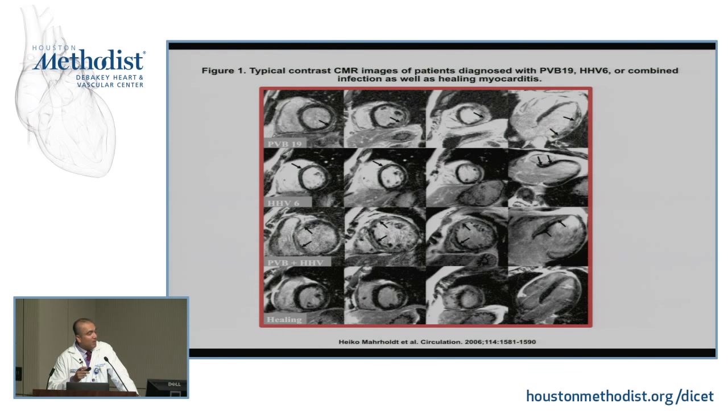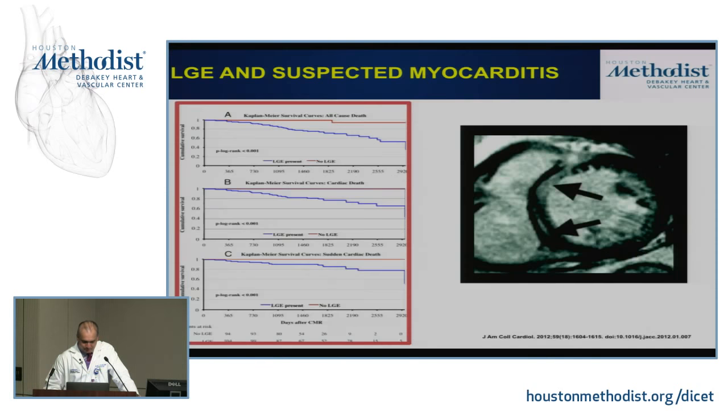So again, myocarditis can give you injury in multiple different foci. It can give you injury in any wall. But in general, parvovirus tends to have more of a predilection for the lateral wall, whereas herpes type 6 virus tended to have more of a predilection for the septal wall.